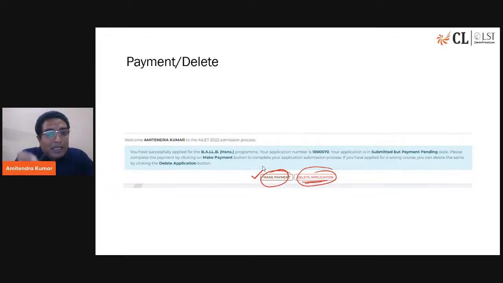Go ahead by checking each and every aspect very carefully. Once, and it's better to save the draft and have a relook at it once, twice, and then only go ahead and submit the application form and make the payments. That's how you are going to fill the AILET 2022 application form.